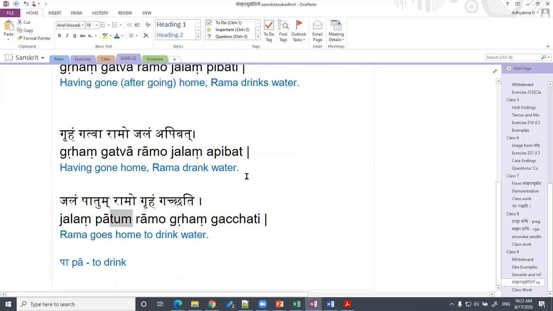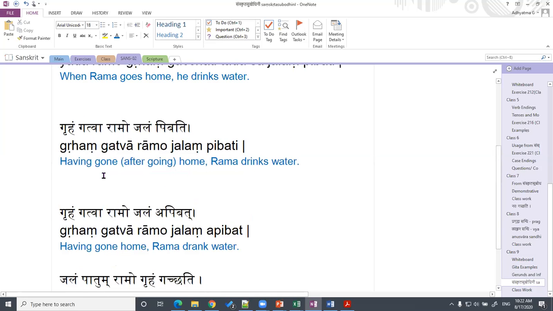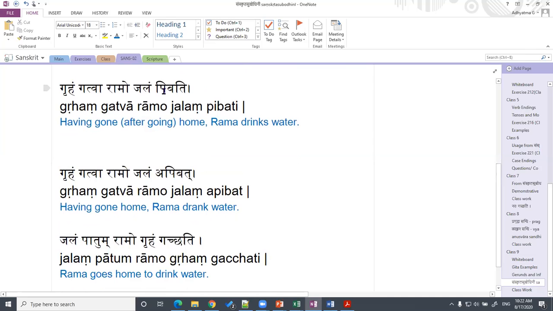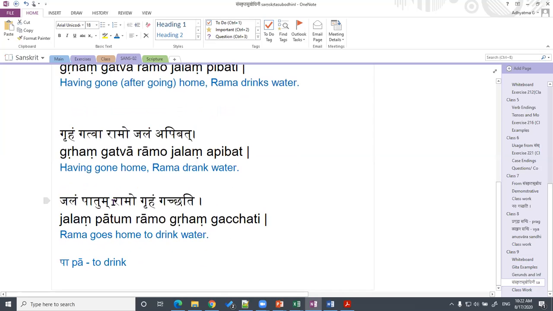So they are quite different. They are not replaceable by each other. You can make a sentence in which you use twa for one verbal form, and tum for another, just like here, graham gatva patum jalam. So gatva is actually connected with graham and patum is connected with jalam.